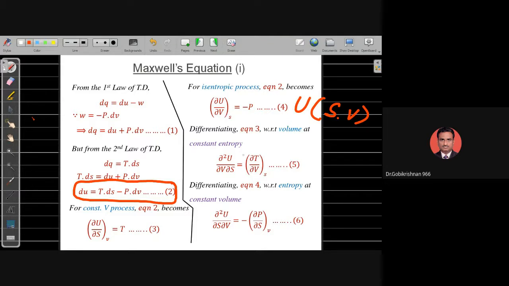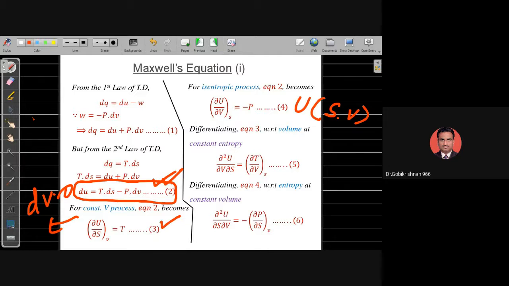Now, I have taken the equation 2, for the case of a constant volume process. What do you mean by constant volume process? It means dV will become 0. Therefore, equation 2 for a constant volume process reduces to the form dou U by dou S at constant V, which is equal to T. Equation number 3.